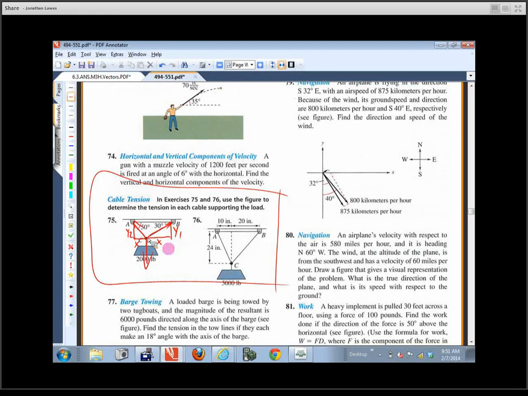What would those two have to equal if you added them together? If they're going to support that 2,000-pound load, and this is pulling vertically and this is pulling vertically, if you add them together, what would they have to equal? They'd have to equal 2,000. Okay? You have to solve a system of equations in order to get that, but they're really interesting problems.